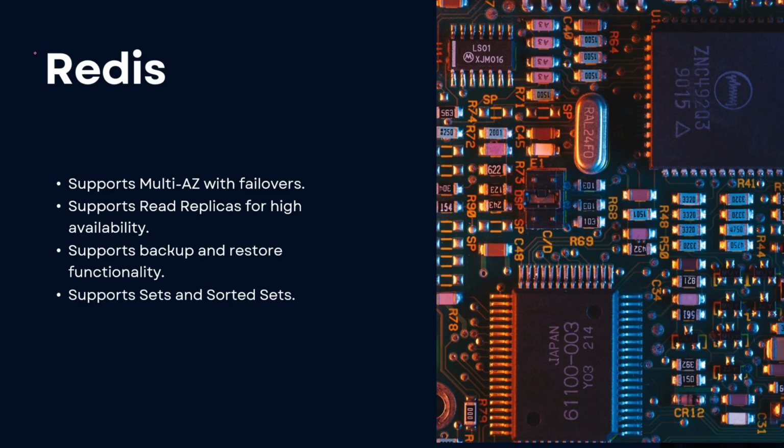Moving forward, let's first talk about the Redis type ElastiCache. It supports multi-AZ with failover, so it can be deployed in multiple availability zones, and if one availability zone does go down, it can automatically fail over to the other availability zone, which helps to provide high availability. And that's our second point: it supports read replicas for high availability. You can also create read replicas for your Redis ElastiCache so you can achieve even higher availability.